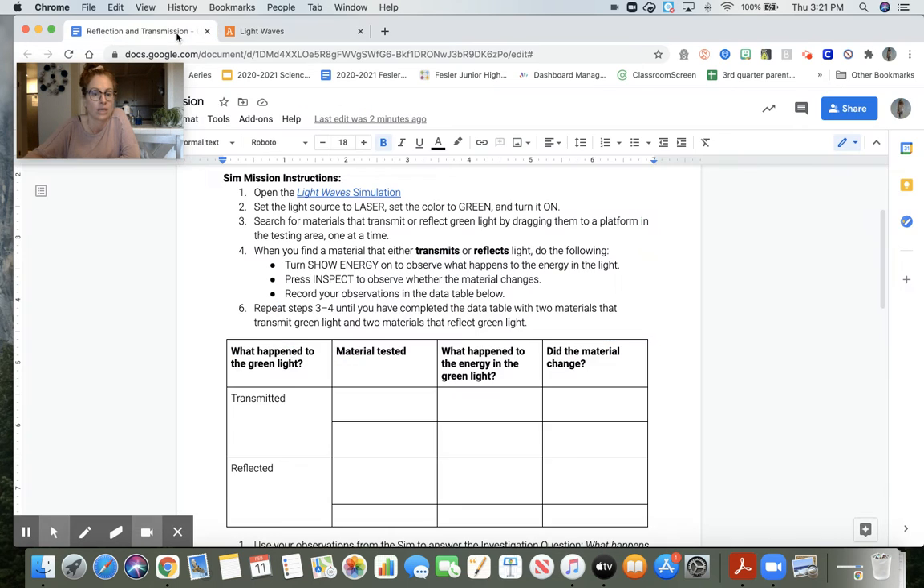Okay. So then search for materials that transmit or reflect green light by dragging them to the platform testing area one at a time. When you find materials that either transmit or reflect light, do the following. Turn show energy to observe what happens to the energy in the light, and press inspect to observe whether the material changes. Record your observations. Okay, so first thing we're going to look for is something that transmits green light.